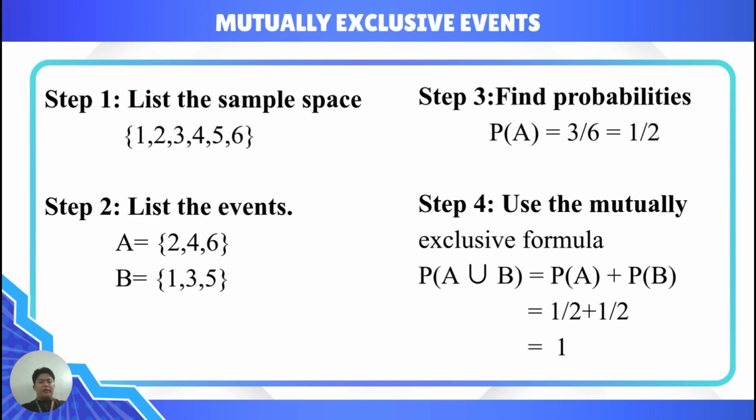Next is event B. We need to find the probability of getting an odd number. So the outcomes are 1, 3, and 5. Next is step 3. We need to find their probabilities.